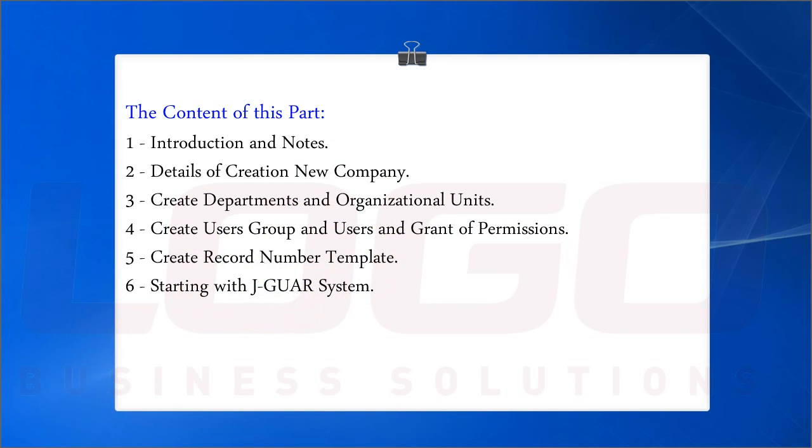The content of this part. 1. Introduction and notes. 2. Details of creation new company. 3. Create departments and organizational units. 4. Create a user group and users and grant of permissions. 5. Create record number template. 6. Starting with Jaguar system.